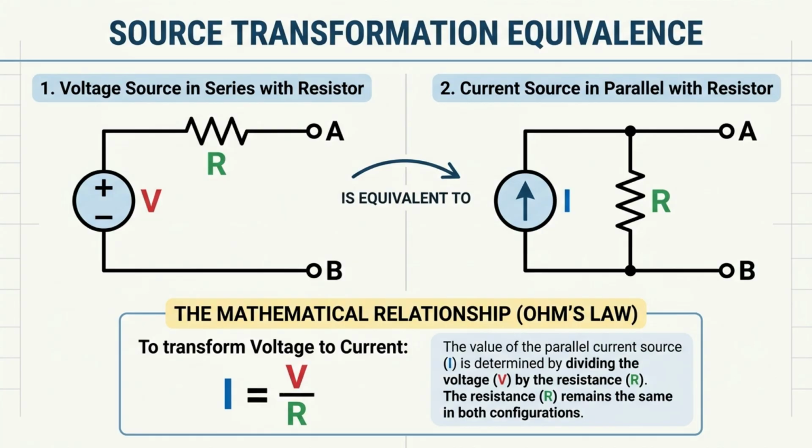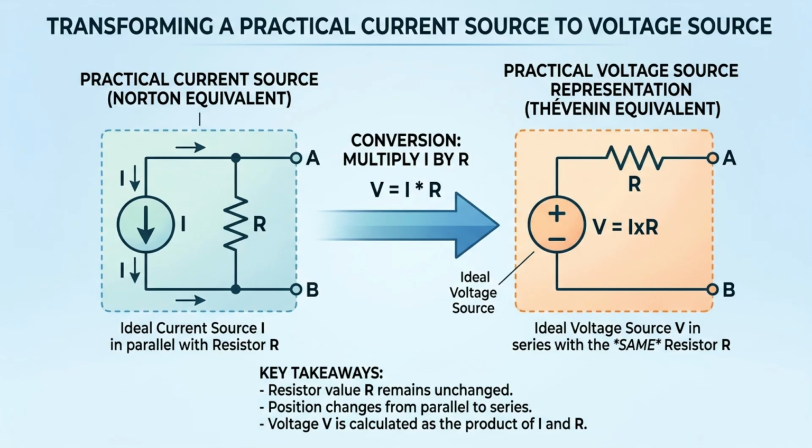A voltage source V, in series with a resistance R, can be converted into a current source I, where I equals V divided by R. This current source is placed in parallel with the same resistor R. Conversely, a current source I, in parallel with a resistor R, can be converted back into a voltage source V by multiplying I by R. The resistor remains unchanged in value, but its position in the circuit changes depending on the representation used.